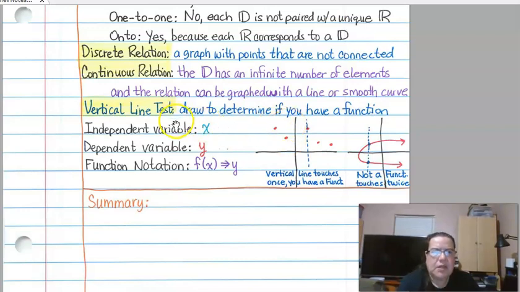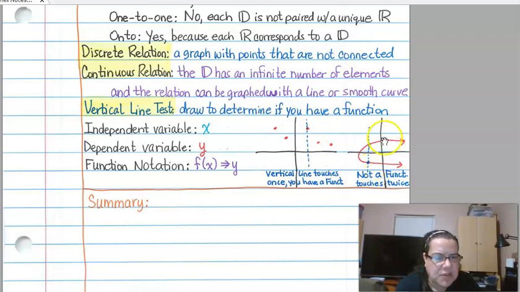So how can you tell if you have a function in these two types of graphs? All you do is draw a vertical line. That's called the vertical line test. Draw the line somewhere in the graph. I could draw it here, here, here, vertical. It has to be straight up and down, and see how many times it touches. A vertical line that touches once, you've got a function. If I draw my line here, it only touches once. If I draw it here, it touches once, here, etc.